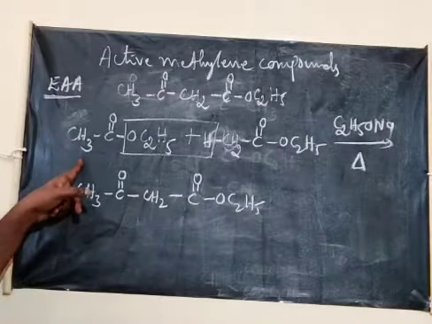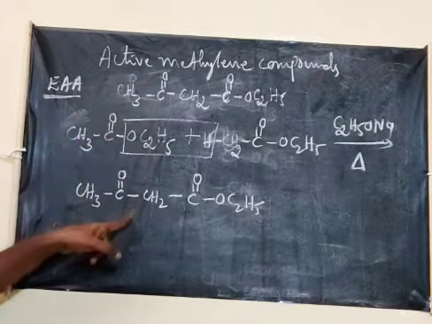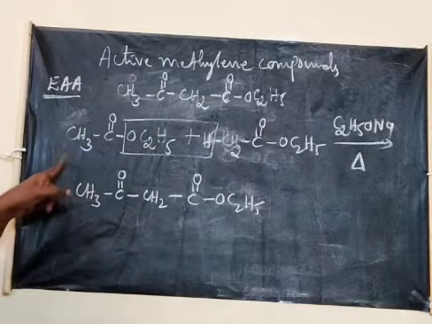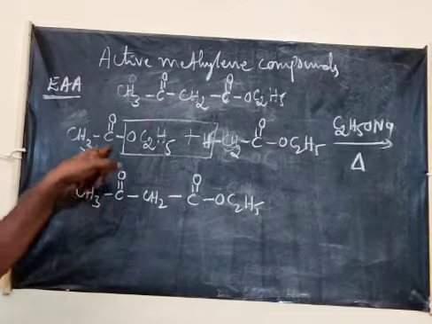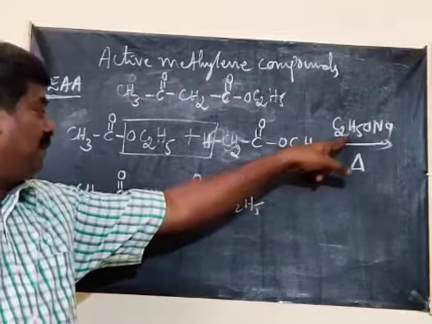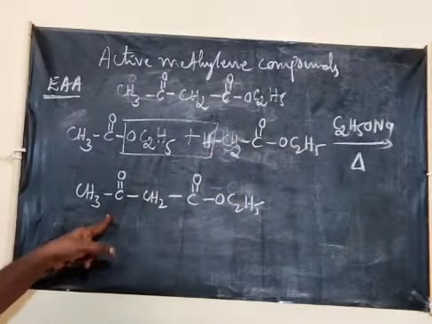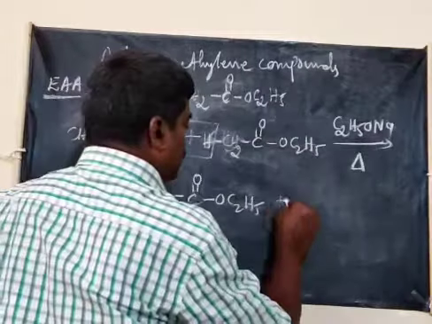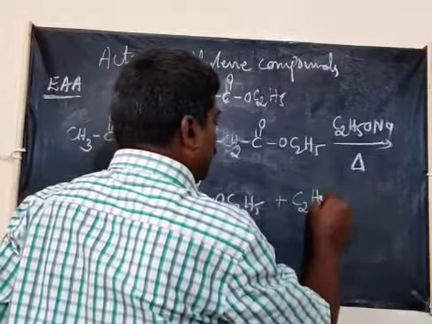This is how ethyl acetoacetate is prepared starting from ethyl acetate. So ethyl acetate heated with sodium ethoxide forms ethyl acetoacetate plus C2H5OH.